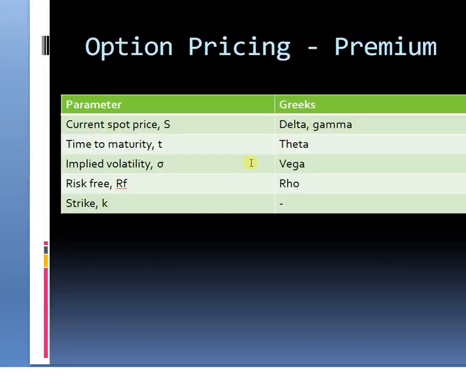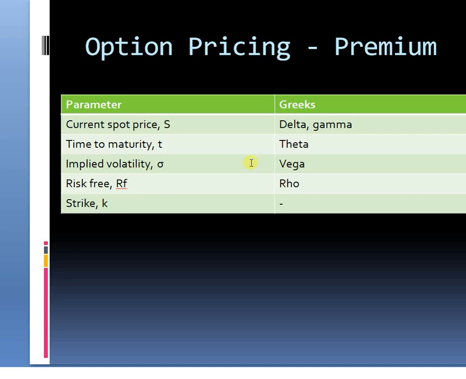Hi, today we are going to talk about option Greeks. Recall in the last lecture we spoke about option pricing, whereby we introduced several parameters that go into option pricing, namely the option price, the current spot price, time to maturity T, implied vol sigma, risk-free rate R, and the strike K.